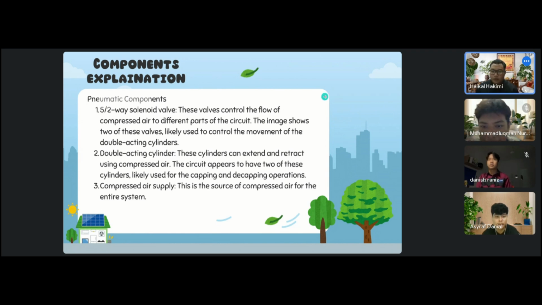Okay, the second pneumatic component is a double-acting cylinder. The cylinder can extend and retract using compressed air. The circuit appears to have two of these cylinders, likely used for the capping and decapping operation.